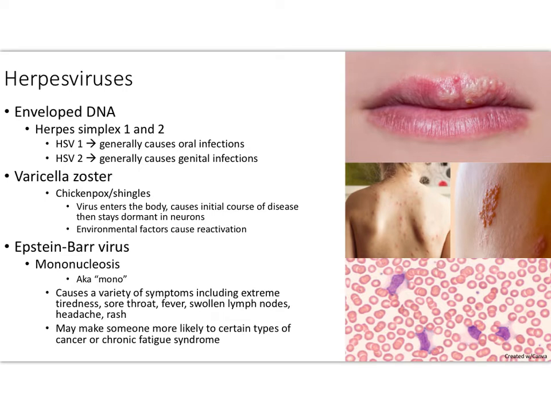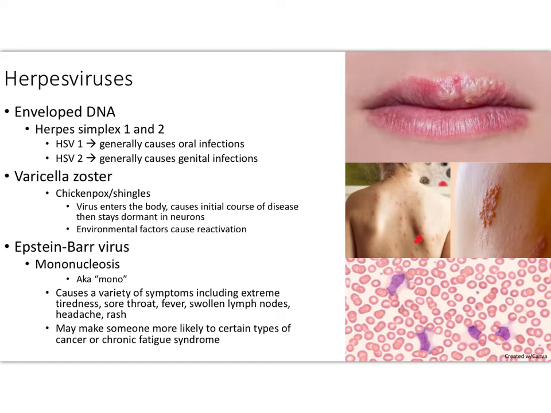And then for whatever reason, it reactivates, and it really only becomes active in one region of the body instead of being spread everywhere. It just activates in one specific region and causes a very painful rash where the blisters pile up on each other, usually in just one region of the body.